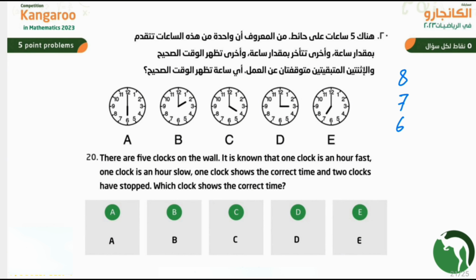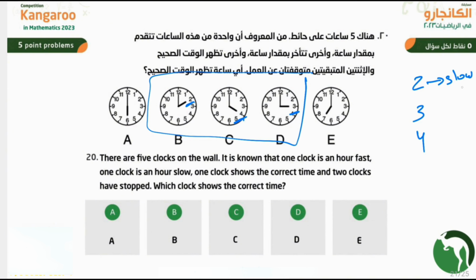For example, if the correct time is 7, let's assume, we will have one clock showing 8 and one clock showing 6. So for example, here, do we have 7? Yes, we have 7 here. And we have 6 here. But unfortunately, we don't have 8. So we will look to another number. For example, here we have 2, here we have 4, and here we have 3. So we have 3 consecutive numbers, 2, 3, and 4. So we have one slow and one fast, and we have one correct. So what is the correct answer? D is the correct answer.